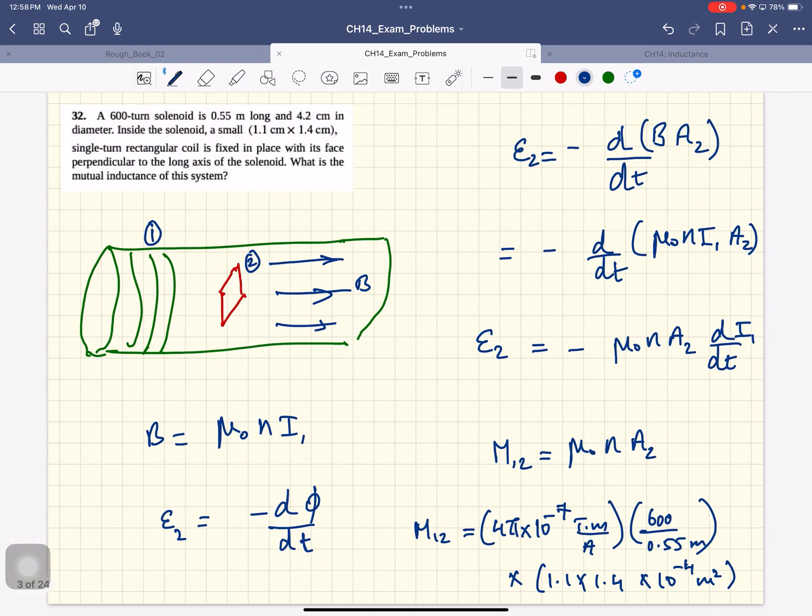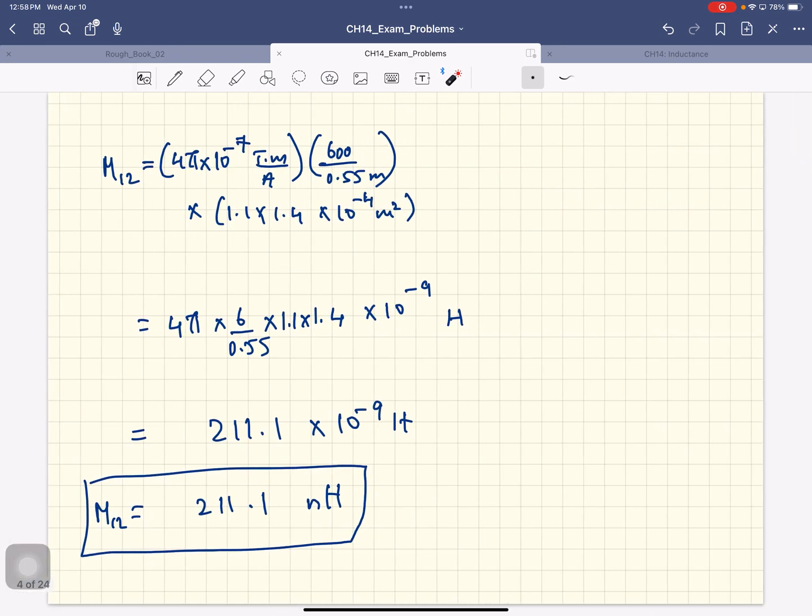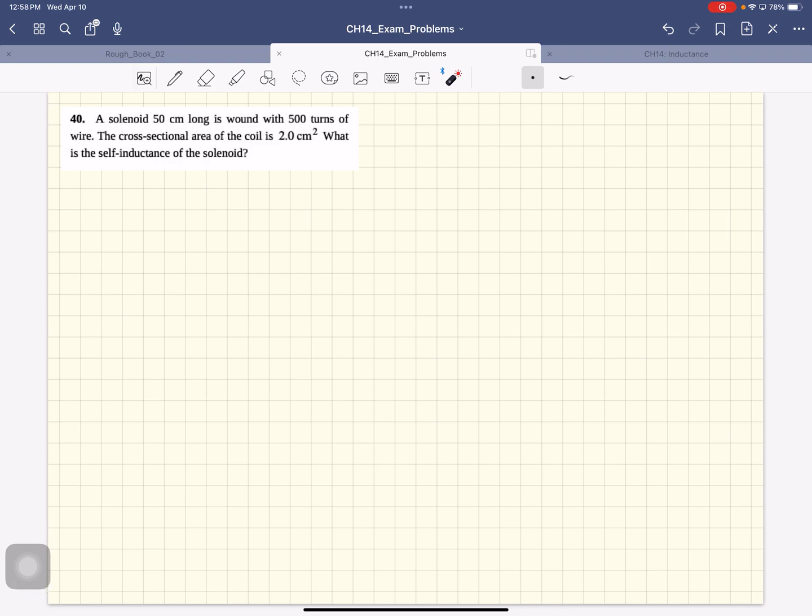Again, essentially, this is nanohenries. So if you look at this equation, this is what it means. If the current is changing 1 amp per second, the EMF induced in this guy is nanovolts. That's what that amounts to. So it's telling you the strength of the coupling.